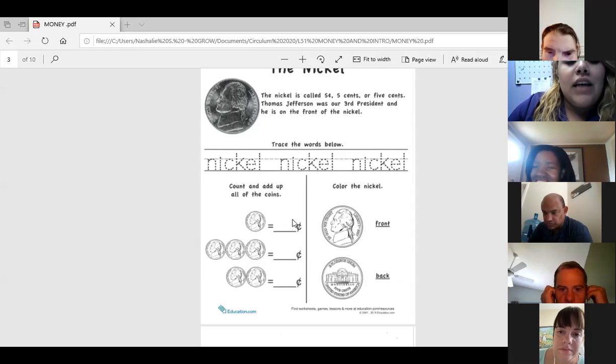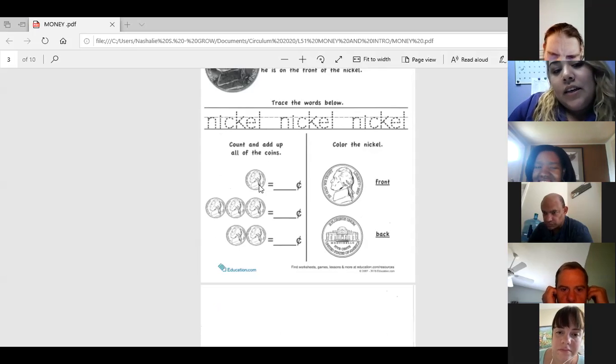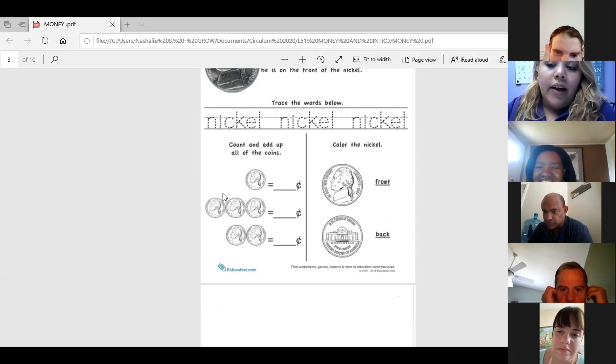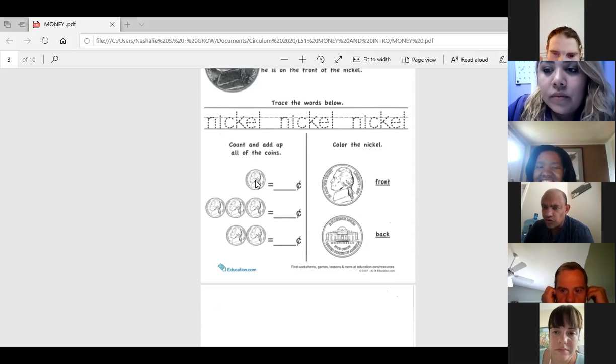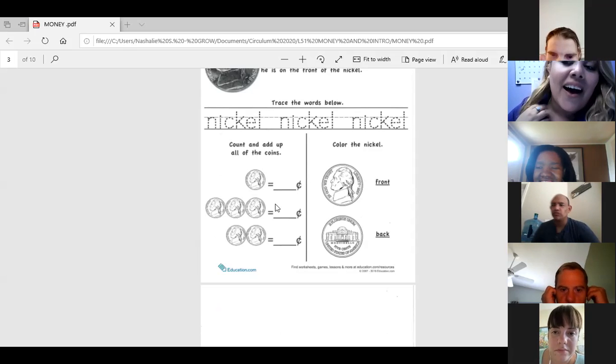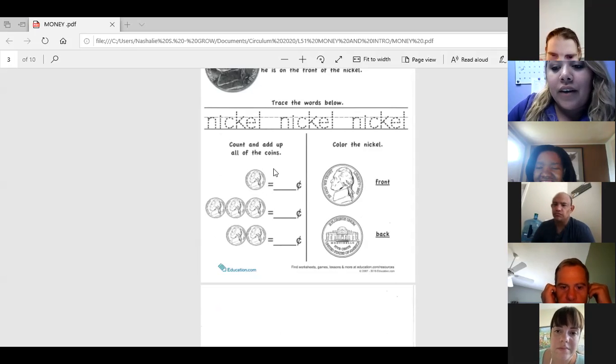So we're going to count up and add all of the coins. So 1 nickel is how much, Hector? ¿Cuánto es un nickel? 5 centavos. Very good, Hector. He said 5 cents. So if we just have 1, it's 5 cents. We're going to write a 5 up there.